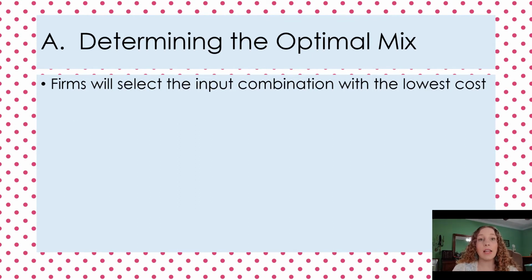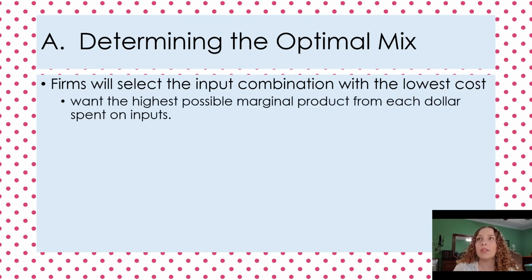So firms are going to select an input combination that has the lowest cost. That makes sense. We know that firms are going to want to be efficient, and they're going to do that by utilizing their resources at the lowest cost possible. They don't want to be in a situation where they have a higher cost when they could have a lower cost. So of course they want to have the lowest cost possible.